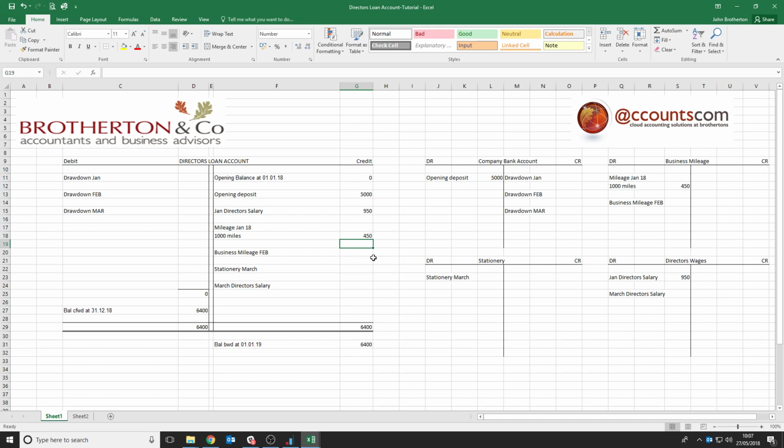So now you can see the rolling figure on the director's loan account is now up to £6,400.